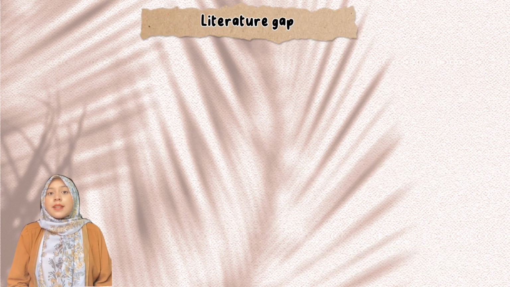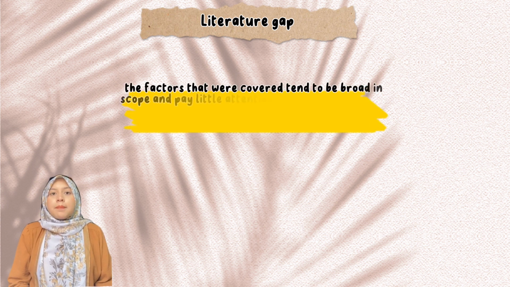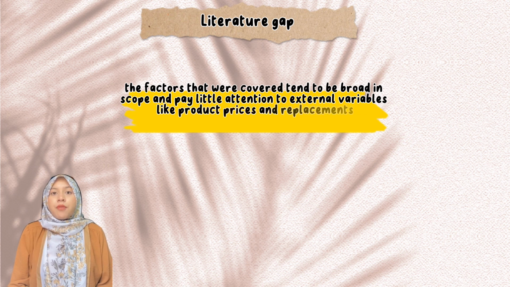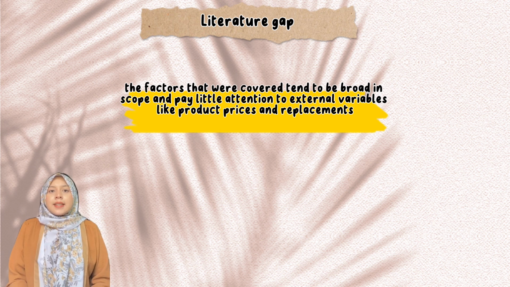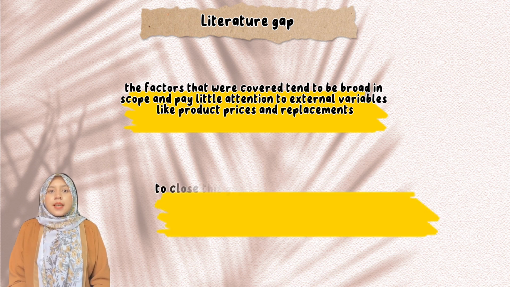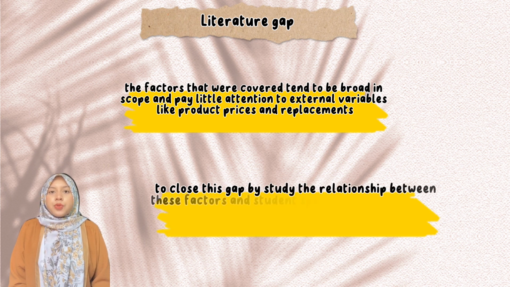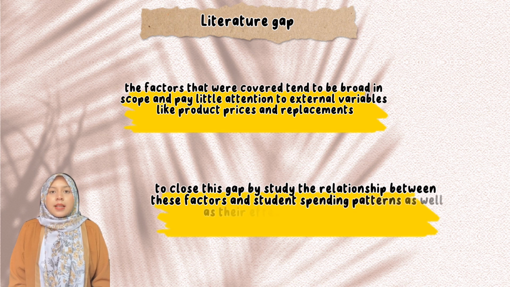2017. After studying the previous research, I discovered that the factors that were covered tend to be broad in scope and pay little attention to external variables like product price and replacement that may also have an impact on student purchasing decisions. This research aims to close this gap by studying the relationship between these factors and student spending pattern as well as their effect on living expenses.